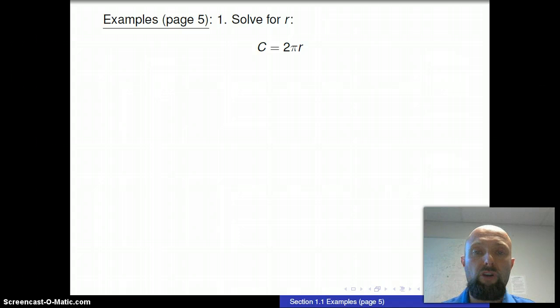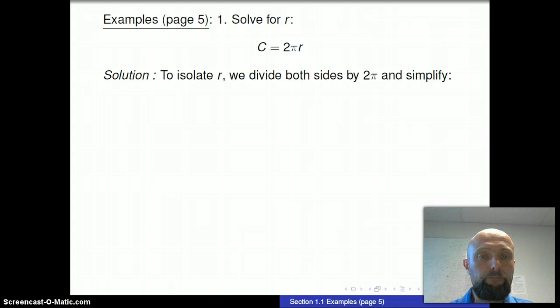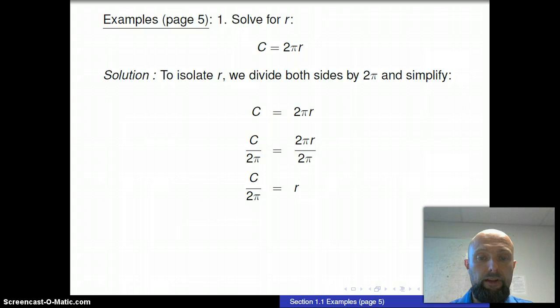First, solve for r. C is 2 pi r. To isolate r, we divide both sides by 2 pi and simplify. And so here is our answer.